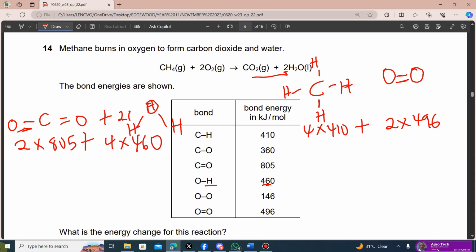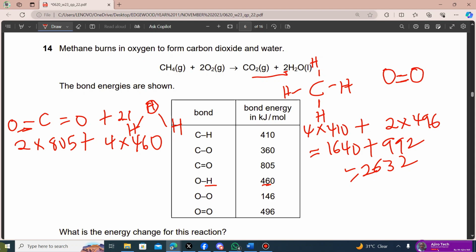All right, so let's compute the energy required to break bonds first. So we do compute that. So 4 times 410, I have 1640 here, plus 2 times 496, we have 992. So let's add that up. 992 plus 1640, I'm having 2632 here. So we have 2632 for that energy required to break the bonds.